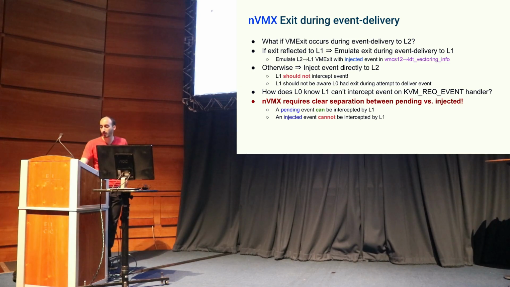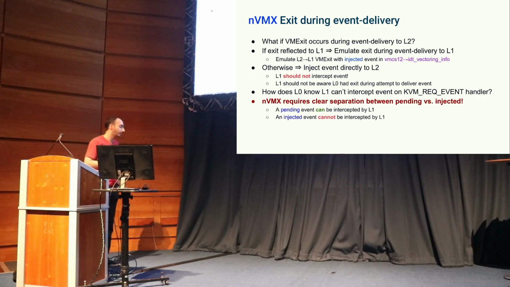Now, the other scenario is that the exit that occurred during the attempt to deliver the event to layer 2 should actually be handled in the layer 0 hypervisor. So in this case, the layer 0 hypervisor needs to handle the exit. But after that, this event that we need to re-inject into the layer 2 guest must not be able to be intercepted by layer 1.